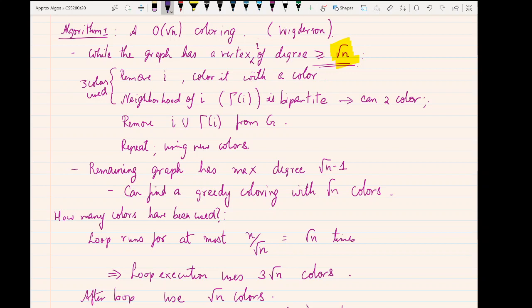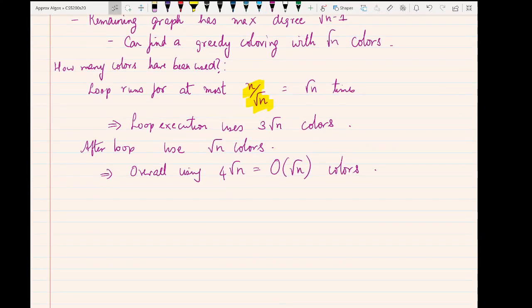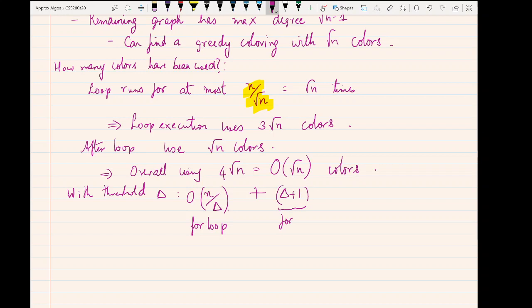This can be generalized in some way, and that generalization will be useful. So if I use a threshold delta for the degree, then the iteration runs for n over delta, and then you use delta plus 1 colors for what is left over at the end. So with threshold delta, instead of square root n, you use something like order n over delta for the loop plus something like delta plus 1 for the remaining part of the graph, and we balance delta out to be square root n to match these two up.